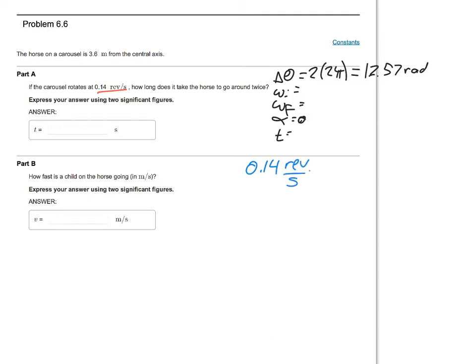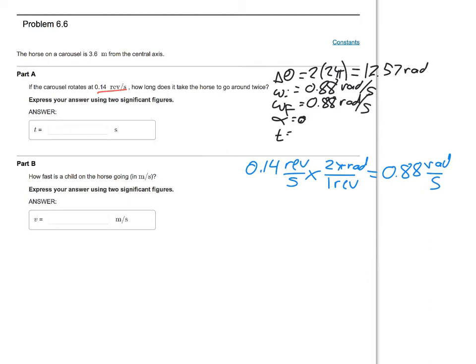So 0.14 revolutions per second. We don't need to convert the seconds, but we do need to convert the revolutions into radians. So there's 2 pi radians in 1 revolution, and so we get an angular speed here, which will be both initial and final, of 0.88 radians per second. And so we can now use this setup that we have here to solve for the time.